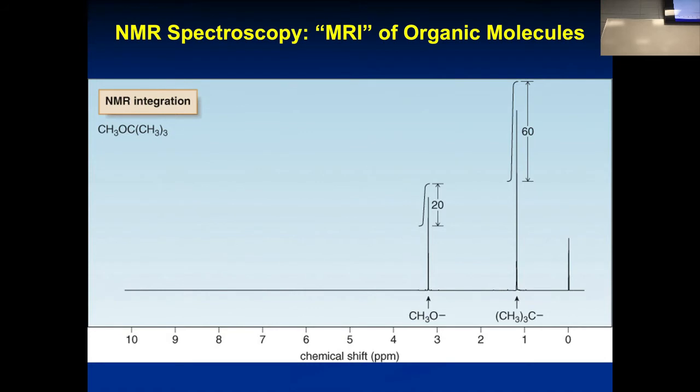So here's an example of an organic molecule, and here's its NMR spectrum. What kind of molecule is this? What's the functional group? Ether. It's an ether, yeah. It's got a CH3, which is a methyl group attached to an oxygen, which is attached to another carbon. This carbon happens to be part of a tert-butyl group. All right, so this is called methyl tert-butyl ether, MTBE.